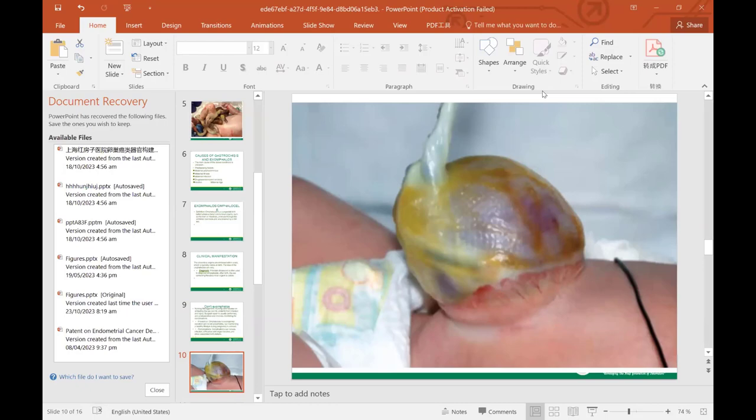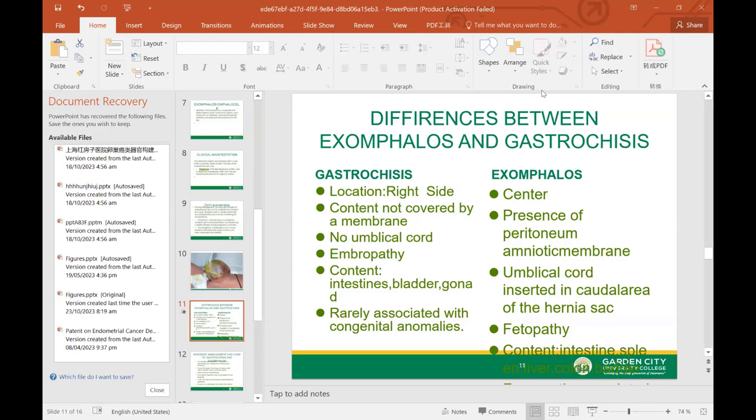So the differences between exomphalos and gastroschisis. The gastroschisis location is right side, and the exomphalos location is center. With gastroschisis, contents are not covered by membrane, and in the exomphalos there is presence of peritoneum and amniotic membrane. Then there is embryopathy. In gastroschisis the contents are intestines, bladder, and gonad. In the exomphalos, the umbilical cord is inserted in the caudal area of the hernia sac. Gastroschisis is rarely associated with congenital anomalies. With the exomphalos, there is fetopathy and the contents are intestines, spleen.